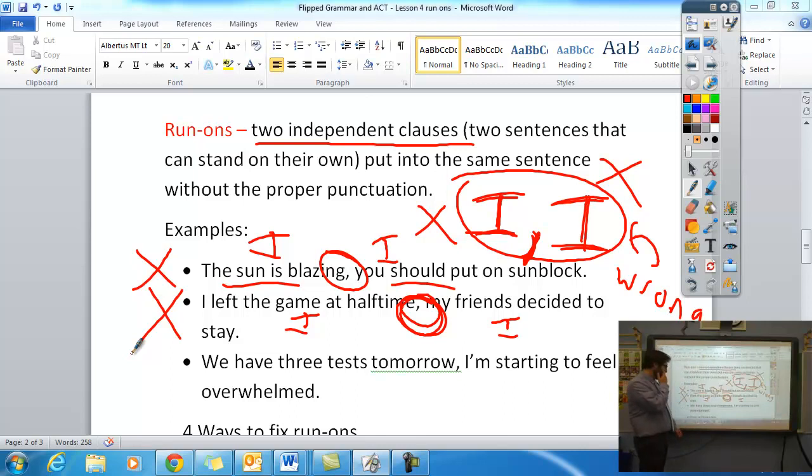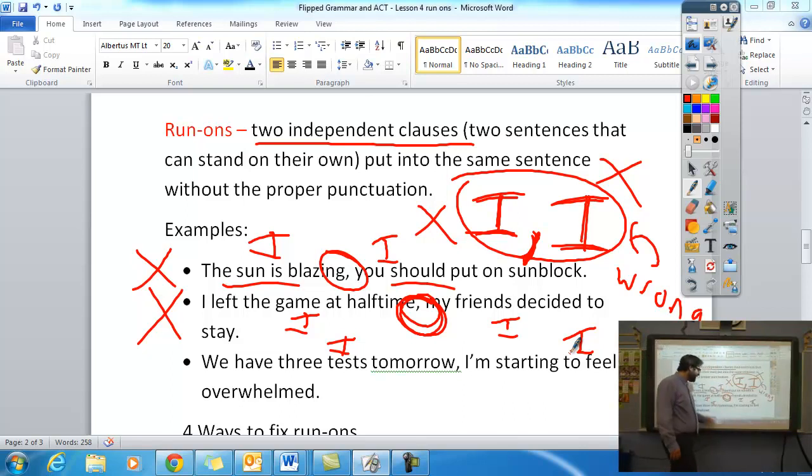Let's look at one more example. We have 3 tests tomorrow. Independent clause, that could be its own sentence. I'm starting to feel overwhelmed. This could be its own sentence. How do you feel? I feel overwhelmed. Independent clause, that could be its own sentence.